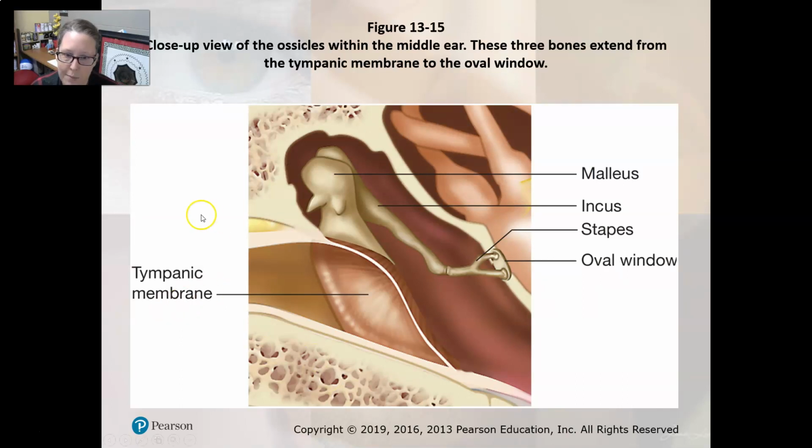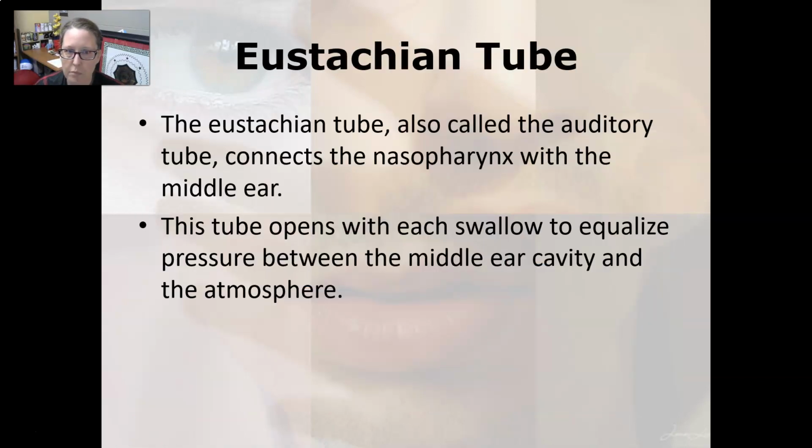So if you can imagine, there are sound waves coming down this auditory canal, and they vibrate the tympanic membrane. As they vibrate the tympanic membrane, they vibrate the malleus, and as the malleus moves, it moves the incus, and as the incus moves, it moves the stapes, and it pushes like that. Then the stapes is pushing on the oval window, creating waves in the fluid behind the oval window.